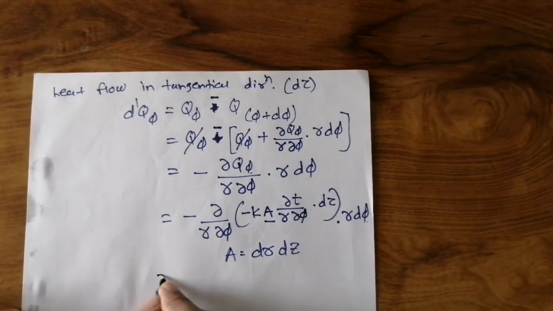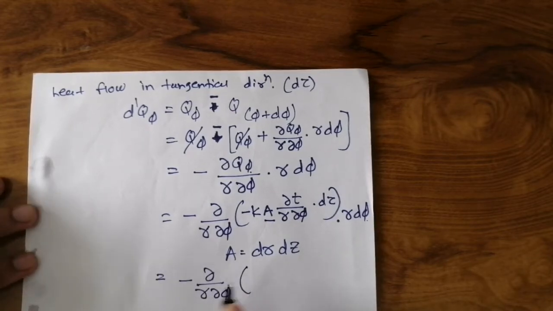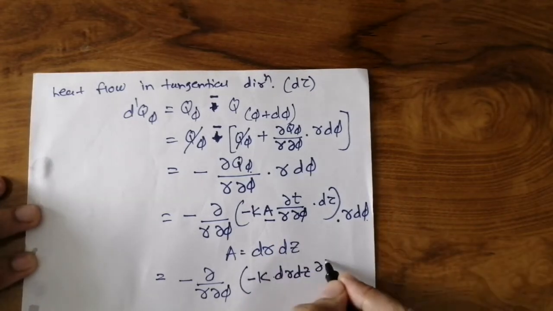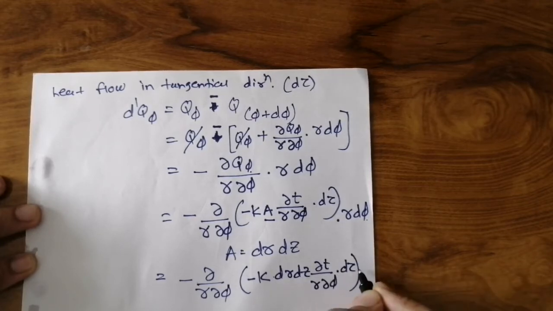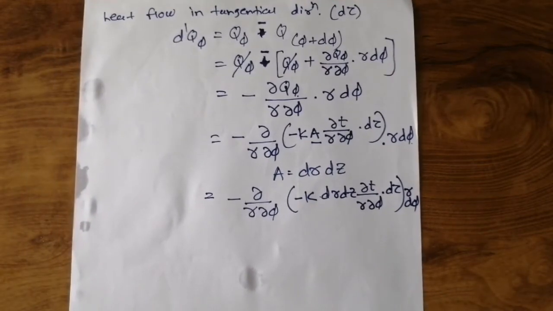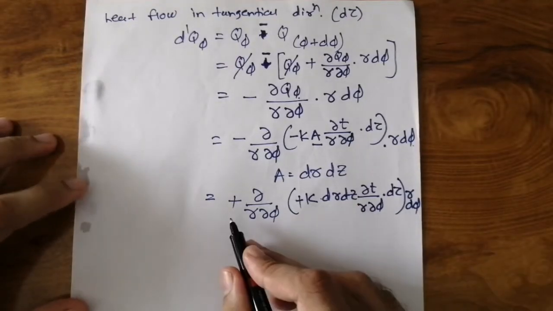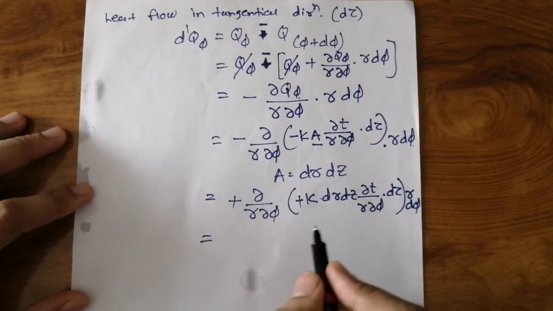We put the area here. So minus del by r del 5, inside the bracket, minus k dr dz del T by r del 5 d tau into r d5. Now the minus minus sign becomes plus. Then the common terms, the constant terms, we take outside.